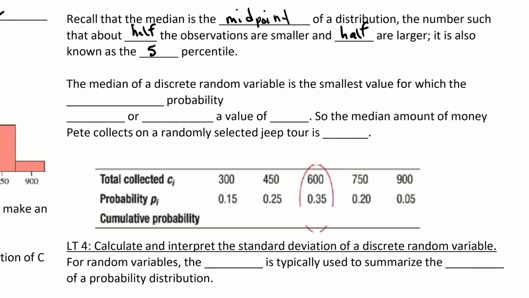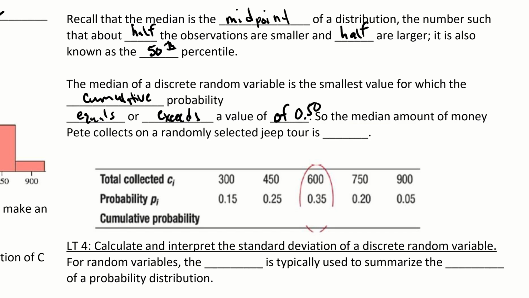It's known as the 50th percentile. When we're talking about a discrete random variable, the median would be the smallest value for which the cumulative probability, cumulative meaning you add up the probabilities as you go, equals or exceeds 50%, or 0.50.